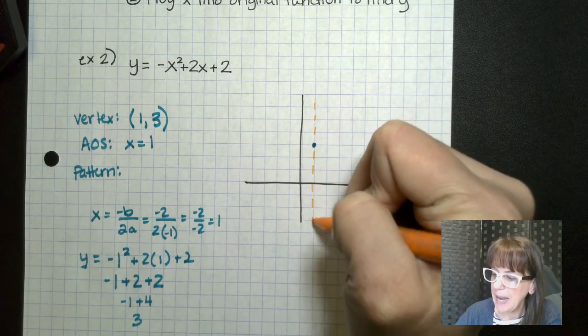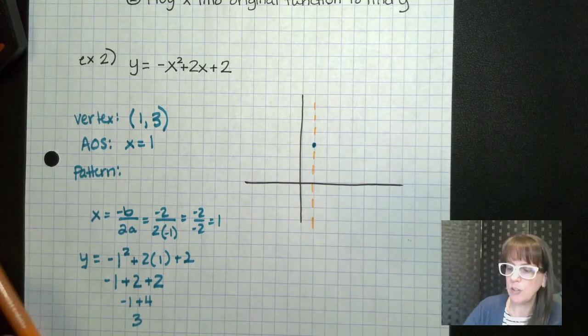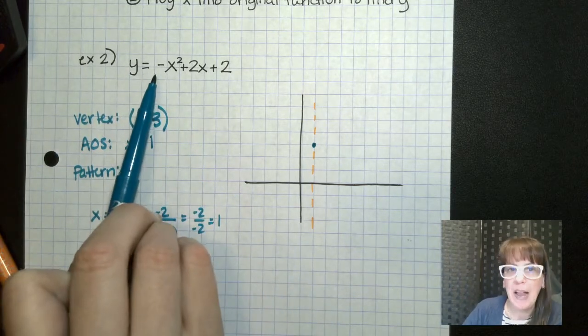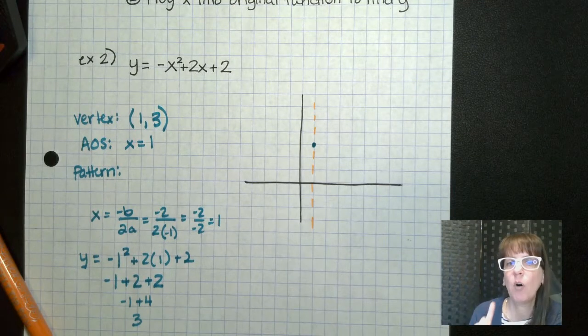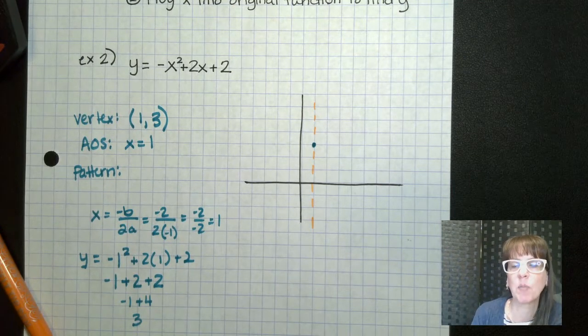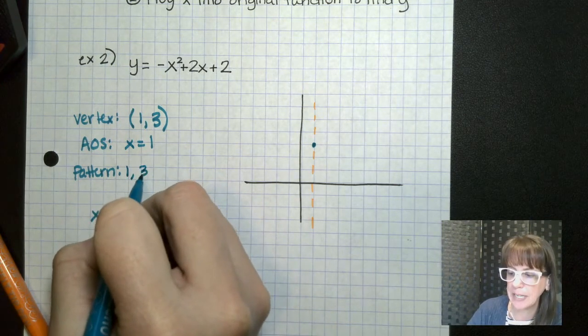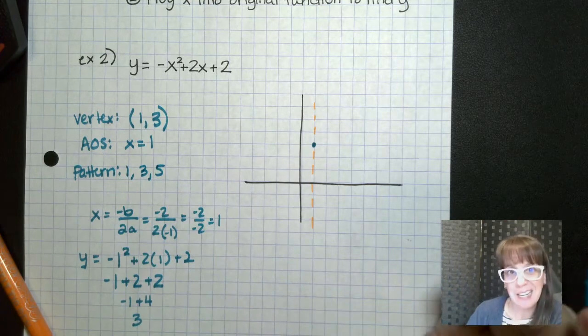Now, our pattern, we look at our a here, and our a is still a 1. But this time it's negative. The only thing the negative tells us is that we're going to be opening it downwards. It doesn't change the pattern at all. So our pattern is still going to be 1, 3, and 5. But this time it's going to be opening down.